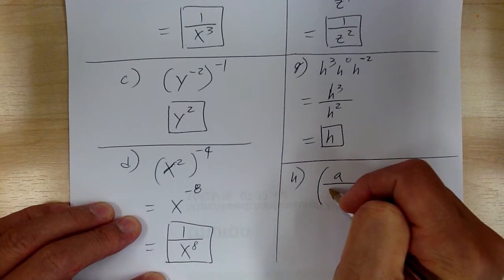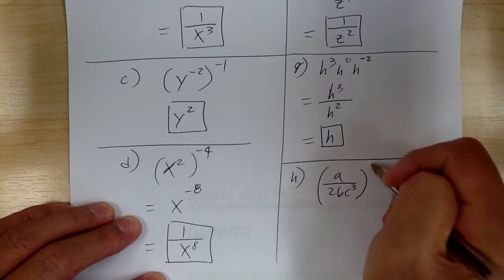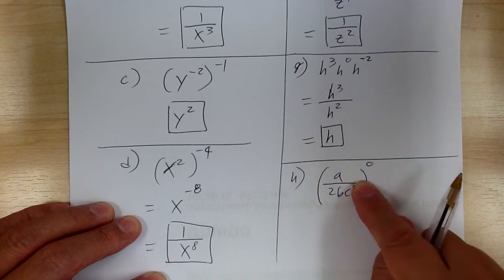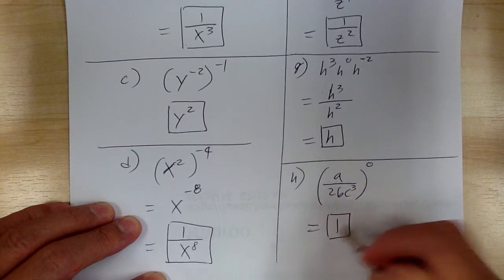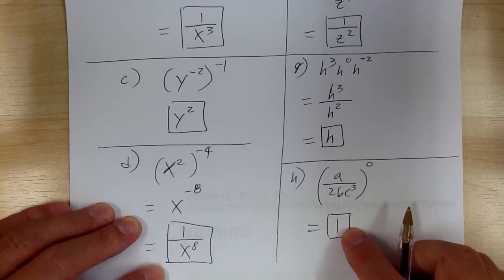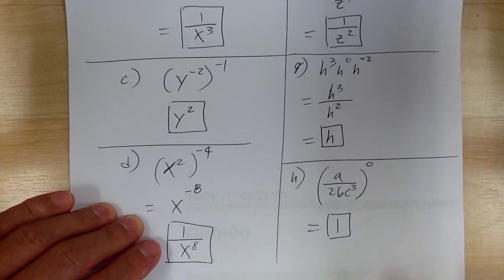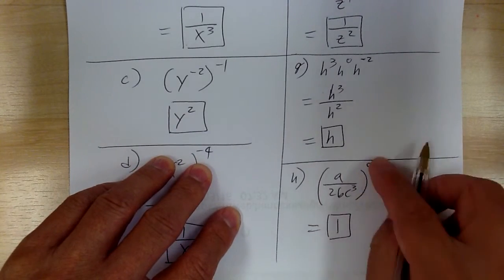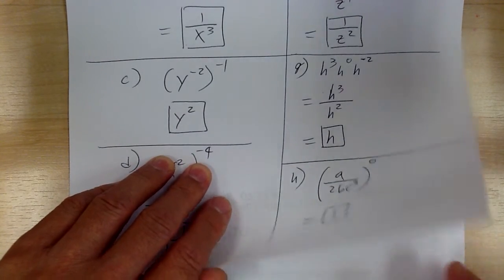You have a over 2bc to the 3, all to the 0 power. Again, the 0 power is for the whole thing. So this whole thing is equal to 1. Right? Again, anything to the 0 power is equal to 1, except if the base is 0. But other than that, any other base to the 0 power is equal to 1. And that's it. Okay, let's go to example 9.